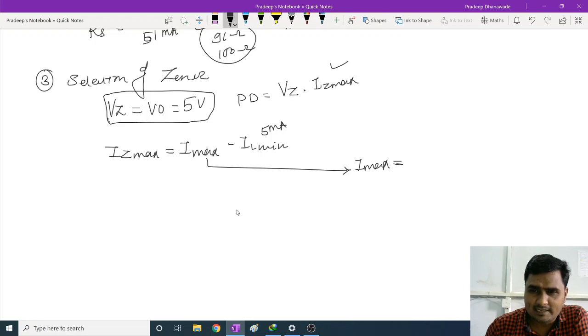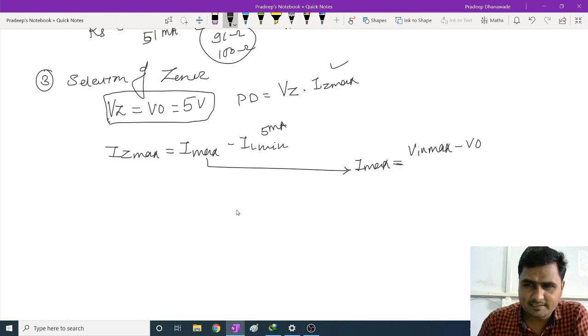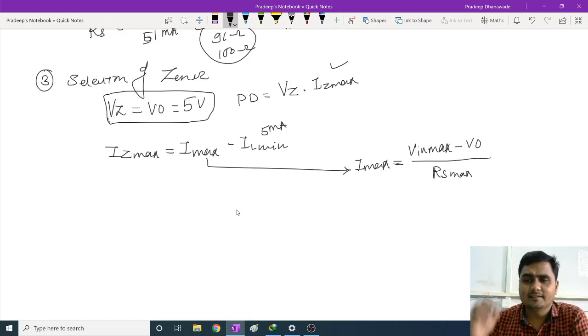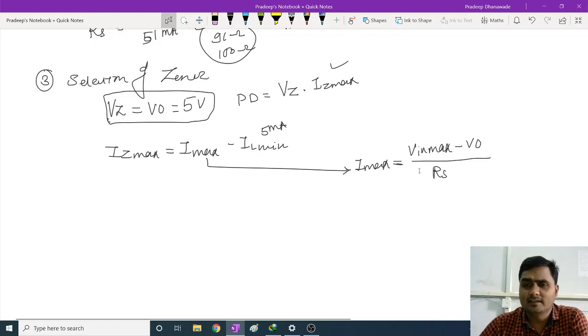So let us calculate this I max with the help of voltage and resistor. Let me write the equation directly. You remember it is V in max minus VO divided by RS. By default RS is maximum, so it's not even needed to write RS max. You just write RS and go ahead, because we know that by default its value is maximum.